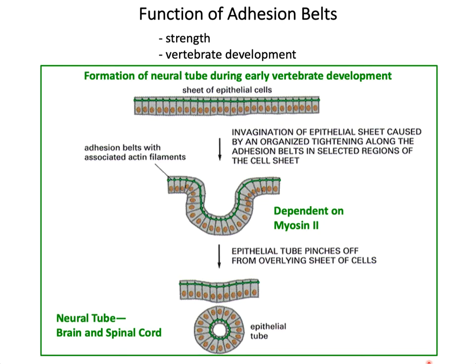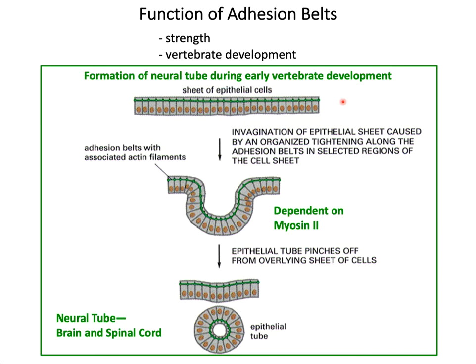So adhesion belts are very, very important because they are anchoring junctions. Their main function is to provide strength and structural integrity to epithelial cell layers. Epithelial cell layers are usually under significant mechanical stress, and so these adhesion belts provide some strength to those layers.